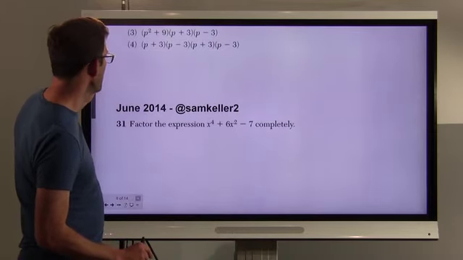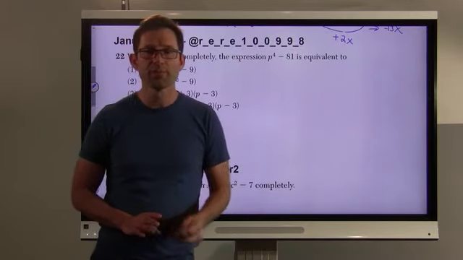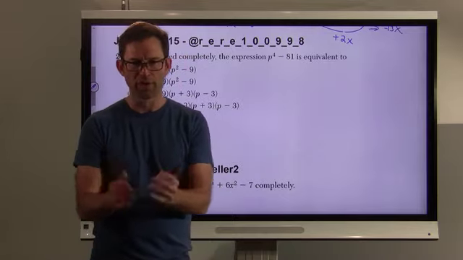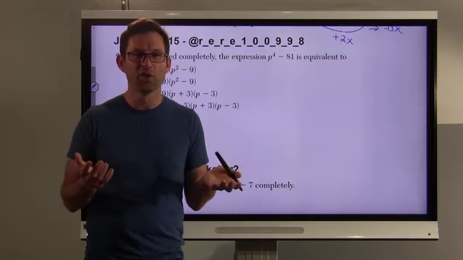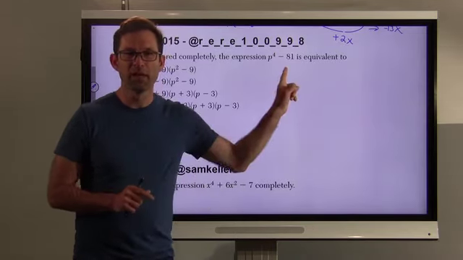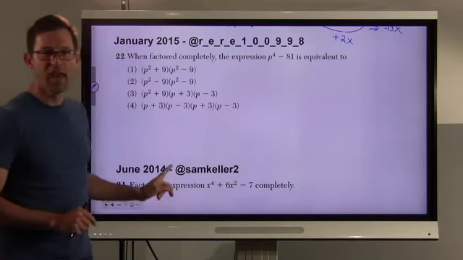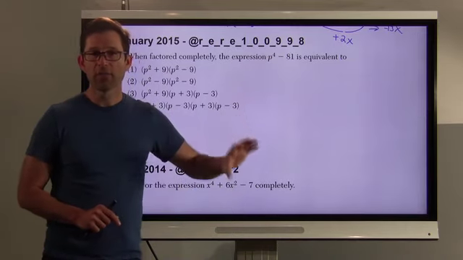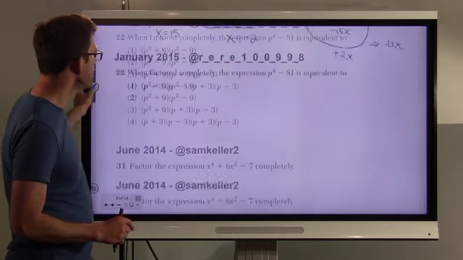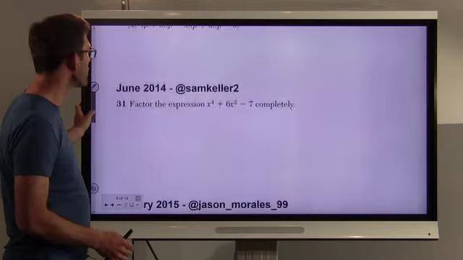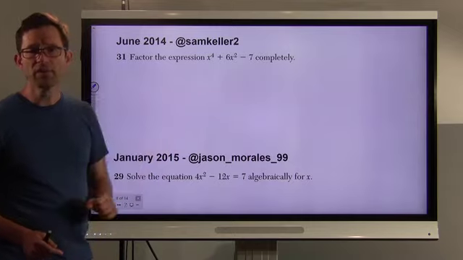Now, you've been doing factoring by the time you get to Algebra 1 for a few different years. So when you see just a straight up factor this problem, they try to trick you up a little bit. They try to make you think a little bit harder, by putting something like p to the fourth or x to the fourth in there. So both at, I don't even know how to pronounce this, and at Sam Keller 2 kind of asked about factoring problems, complete factoring problems. I'm going to skip down to this one. No offense. At Sam Keller 2, again, I think he just asked about complete factoring. So factoring this expression completely.